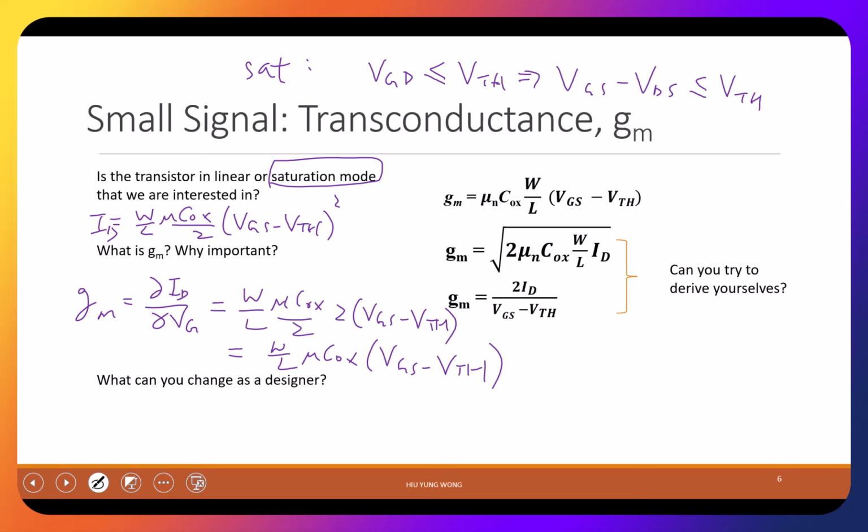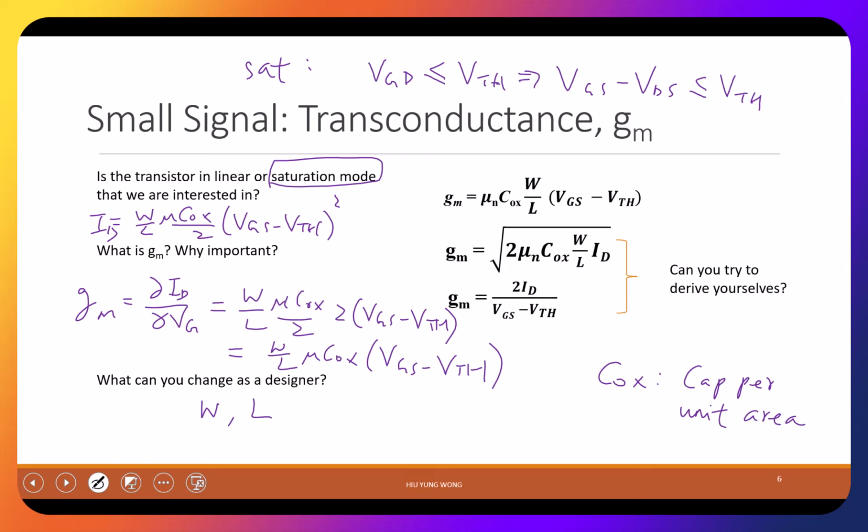You can change W, you can change L, because you already did the layout, right? So what can you change? What do you do in your layout? You change W, you change L. What else can you change? You think you can change Cox? Remember, Cox is capacitance per unit area. It's not the total capacitance. Yeah, what else can you change?